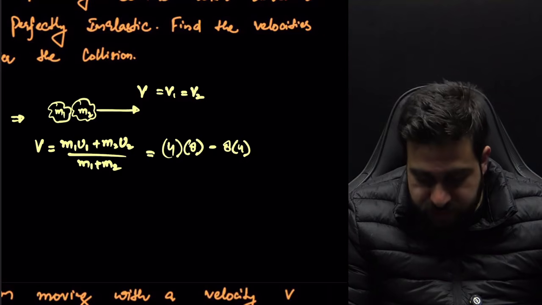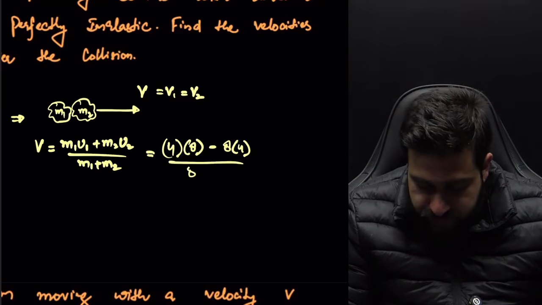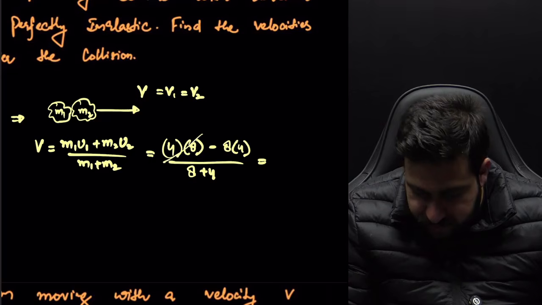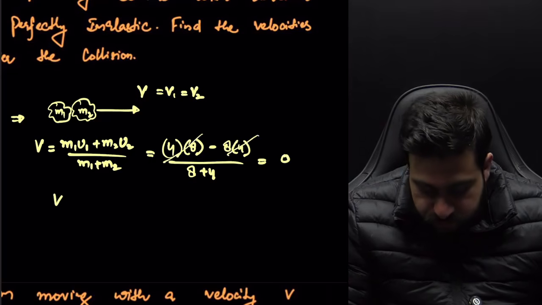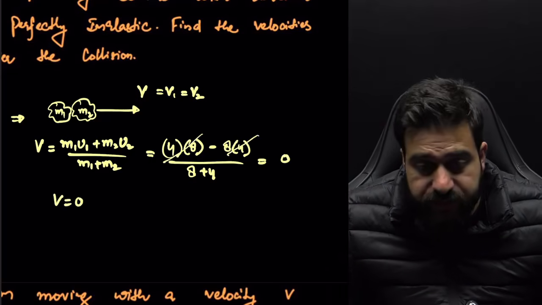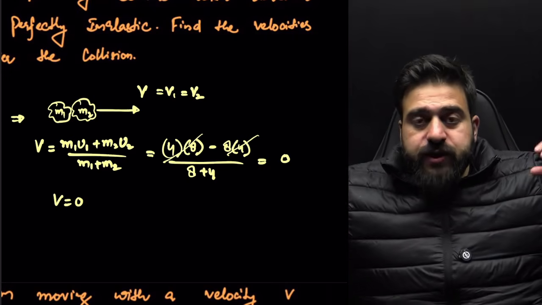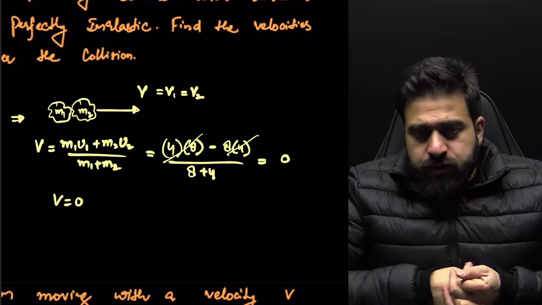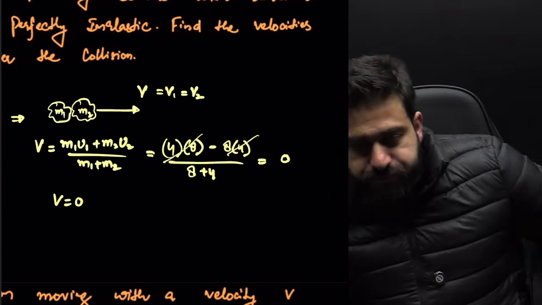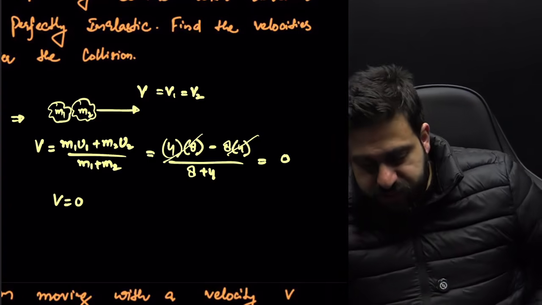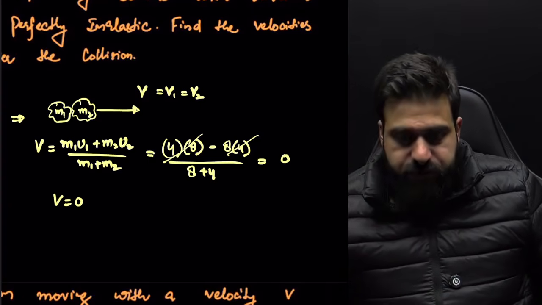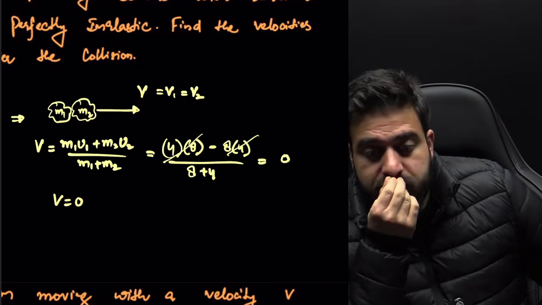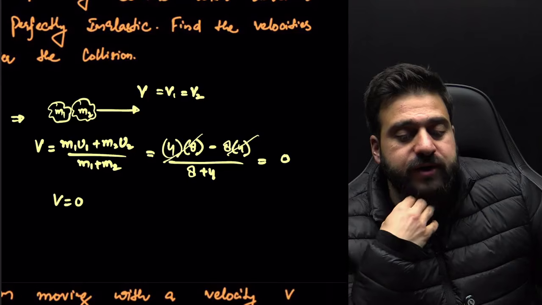Velocity is 4, mass is 8, divided by 8 plus 4. So plus 8 into 4 minus 8 into 4, it is 0. So the bodies will come to rest if the two velocities hit each other. So the body is going to come to rest afterwards. That is for sure. Body will come to rest. I believe this is crystal clear to each and every single student.